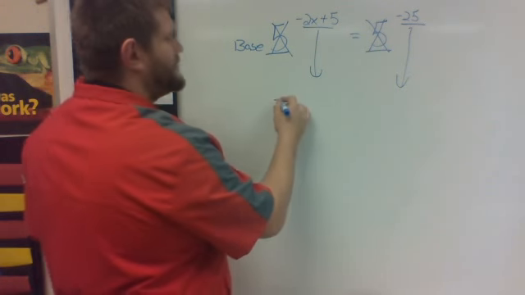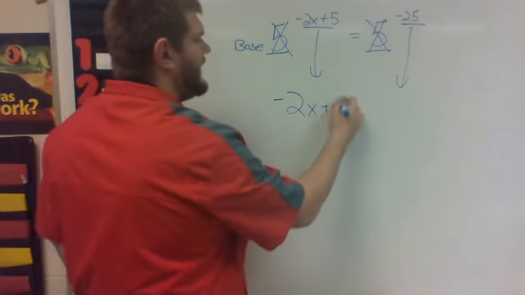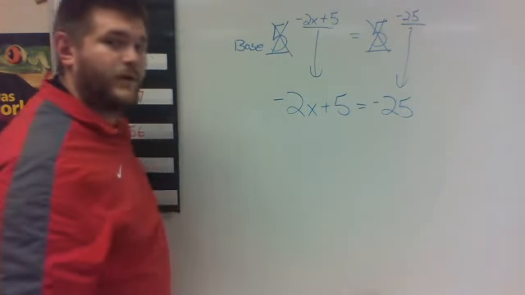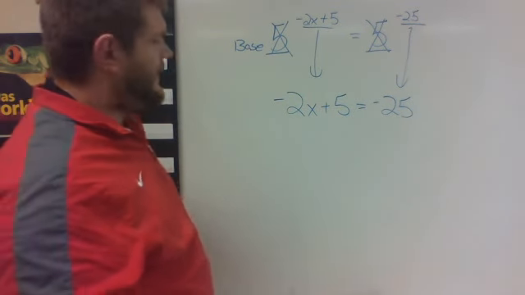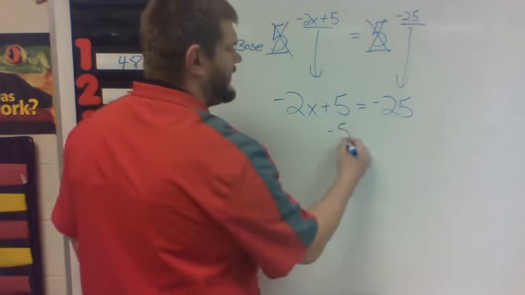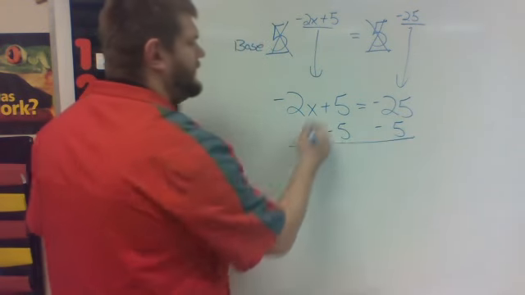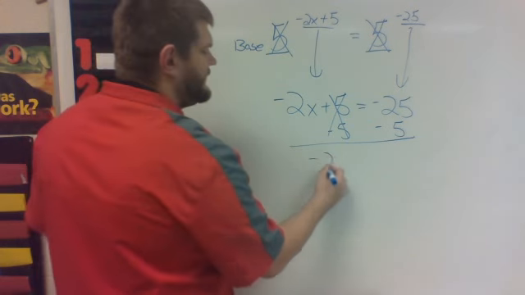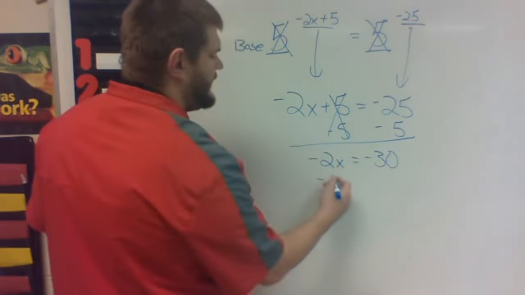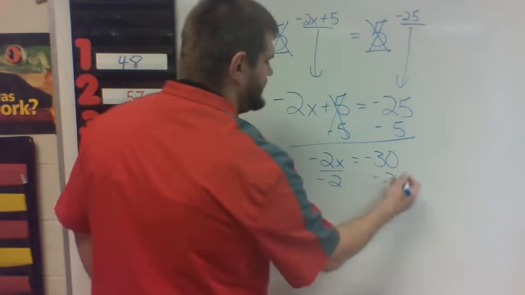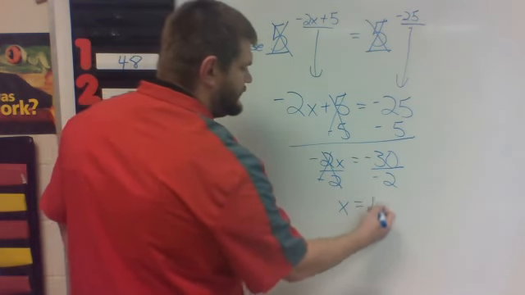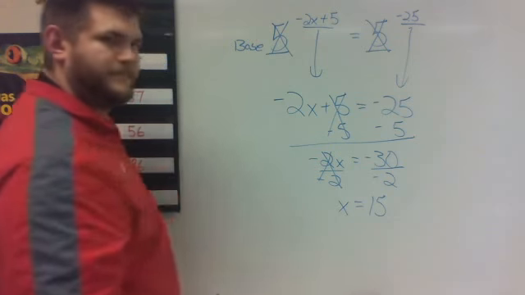So what we're going to do is we're going to write negative 2x plus 5 is equal to negative 25. From here, we're going to solve it like a two-step problem, and we're going to find what x is equal to. So all we're going to do is subtract 5 from both sides. 5's cancel out. That's going to leave us negative 2x equals negative 30. Divide both sides by negative 2. Negative 2's cancel out. And x is going to be equal to positive 15.